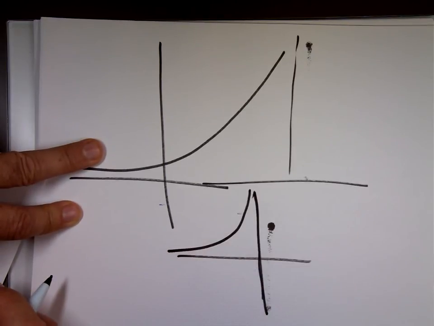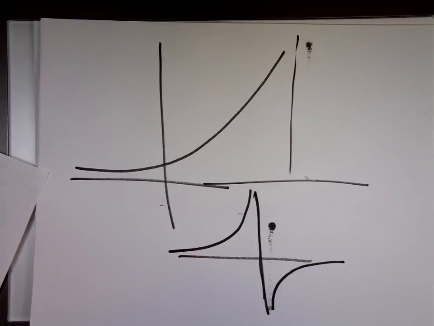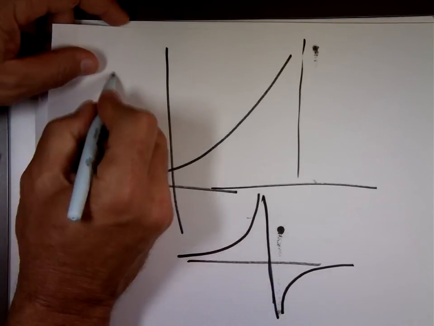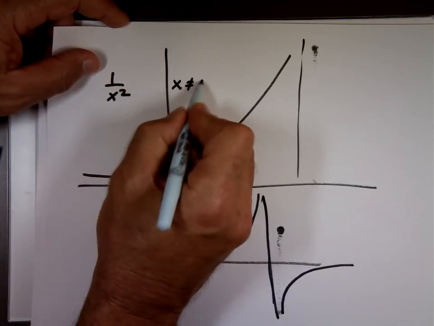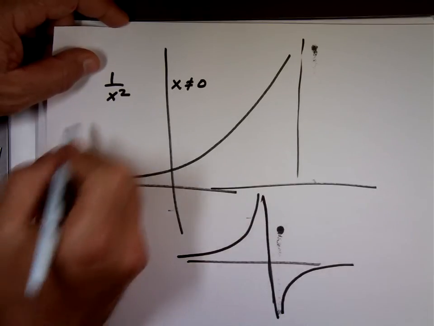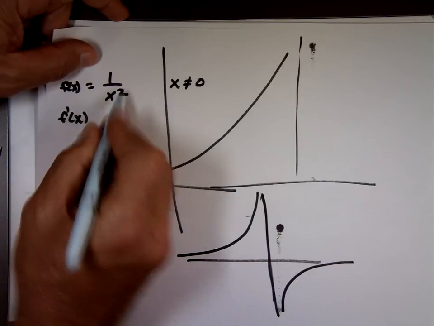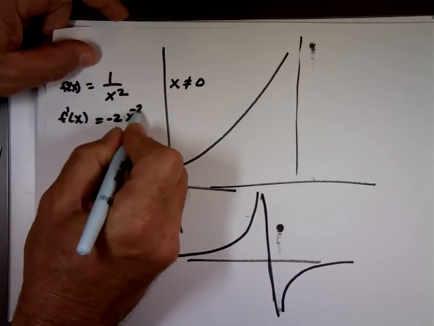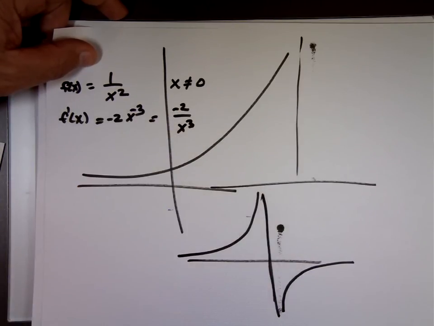If it was always increasing, there's no min on that. So it could be a problem like 1 over x squared maybe. I don't know if that's always increasing or not, but if you have 1 over x squared, x cannot be 0, right? That's your vertical asymptote. Now that's f of x. The derivative of that, remember that's x to the minus 2. That's minus 2x to the minus 3, which is minus 2 over x cubed. So there are no additional points to cut the graph.